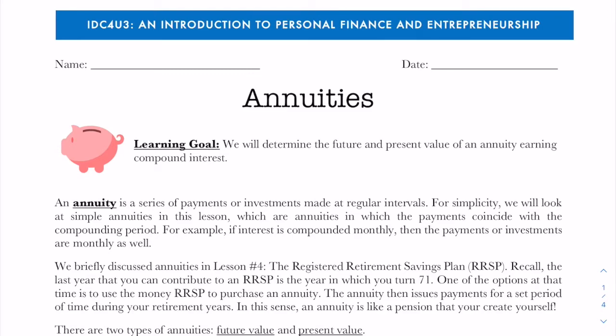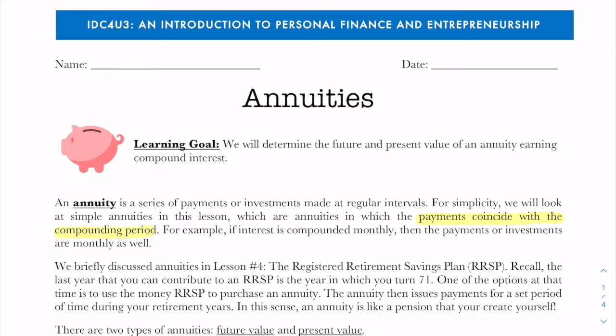In this lesson, we're going to learn all about annuities. Generally speaking, an annuity can be thought of as a series of payments or investments that are made at regular intervals. For simplicity, we're just going to look at simple annuities. These are annuities in which the payments coincide with the compounding period. For example, if your interest is compounded monthly, then your payments or investments would be monthly as well.